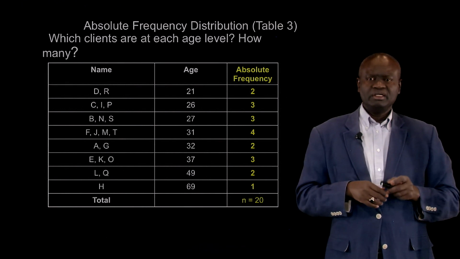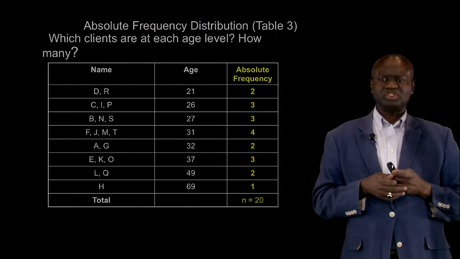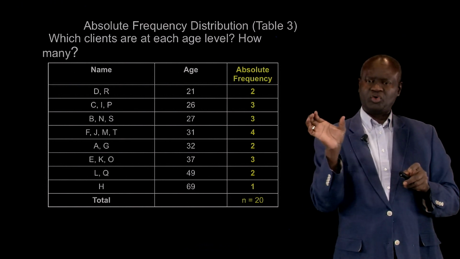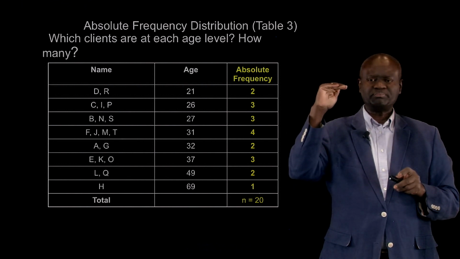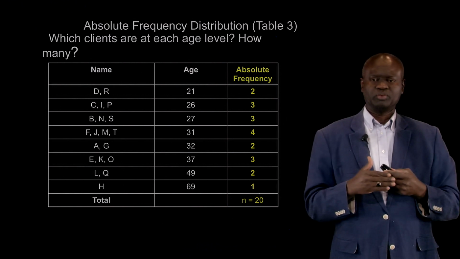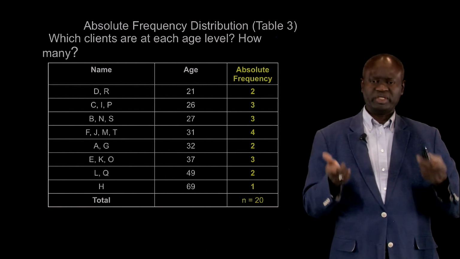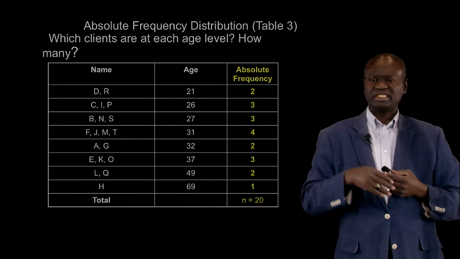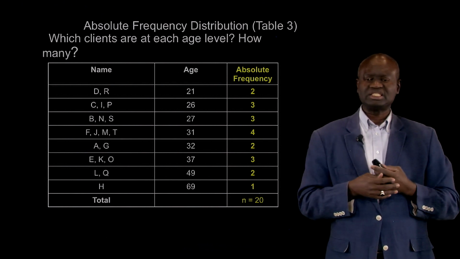And then in this table 3, you have all the people who are 21 years old, you put them at the top. All the people who have 26, which is the second age group, we have C, I, and P, who are 26. And then we have B and S at 27, then 31, 32, 37, 49, and 69.